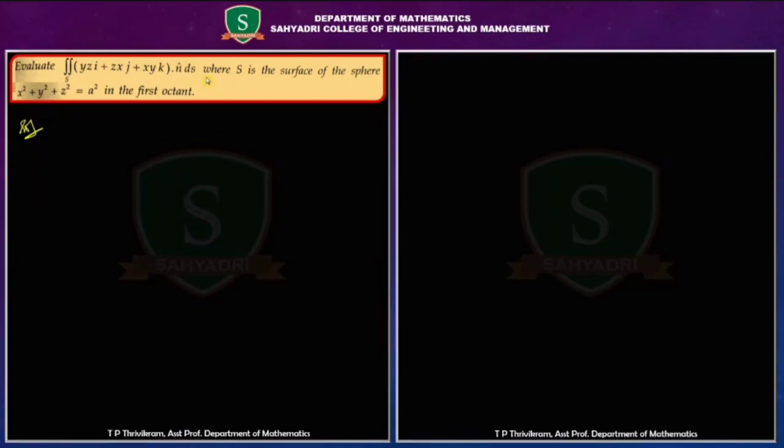So let us see how to solve this. Here we have to use only surface integral. Here the given surface is this much, and the problem is finding n cap only. This is the main problem. If you find n cap, then you can directly do this.